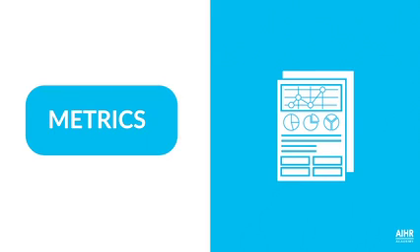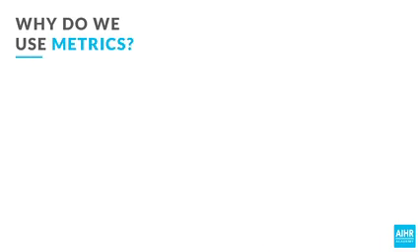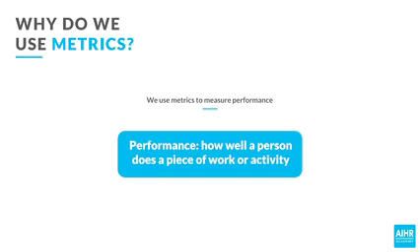Now, before we start talking about which metrics you should choose to keep track of, I want to take one step back and ask the question that Lyndon also asked. Why do we use metrics? We use metrics to measure performance. Next question is, what is performance? Performance is how well a person does a piece of work or an activity. So we use metrics to measure how well a person or a machine or a robot does a piece of work or activity.